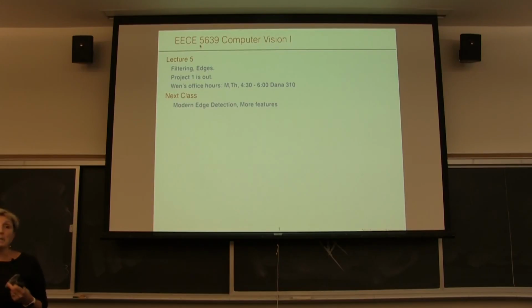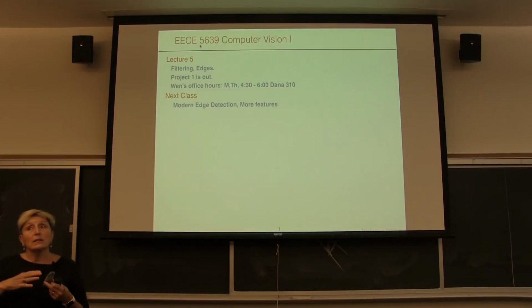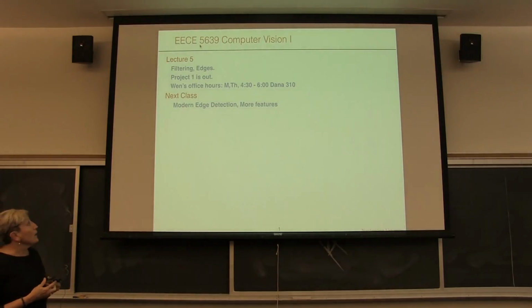Next class, we will talk about more modern edge detection techniques that work at a much more global scale. So edges are not just any discontinuity in the image, but edges do mean something. They're the contours, the boundaries of some object. So they have semantic meaning. And we also talk about things like corners and other features.